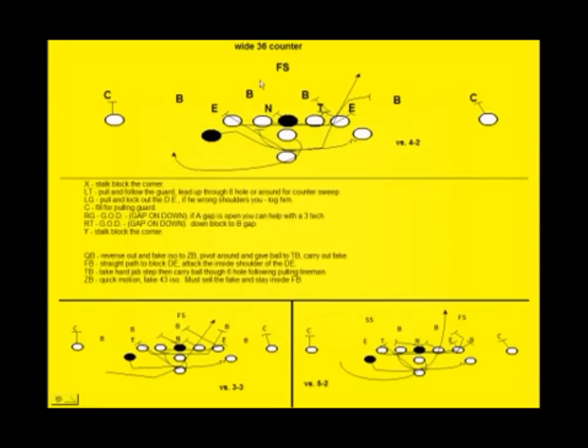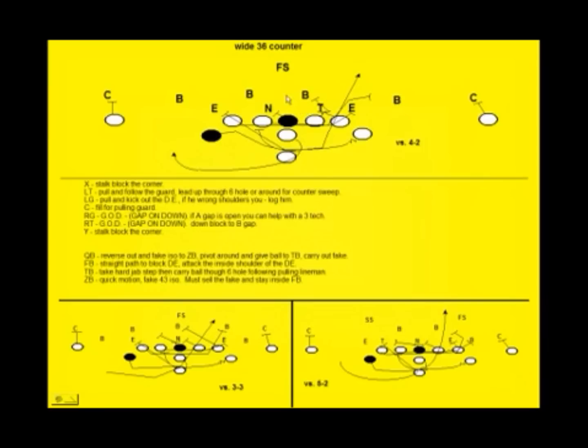All right, moving into the hot topic of the night is the counter. And we'll go over 36 counter. Kind of elementary with how we do this. The quarterback is 1. The fullback is 2. Our tailback is 3. And what we call our Z-back is 4.